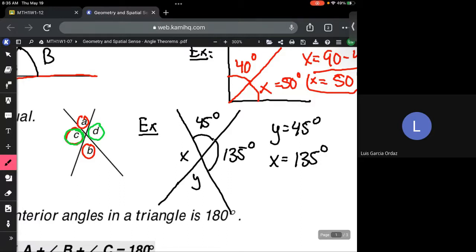Wait. Wouldn't it be 360? I was gonna say that. Yep. What are the angles of a five-sided shape equal to?